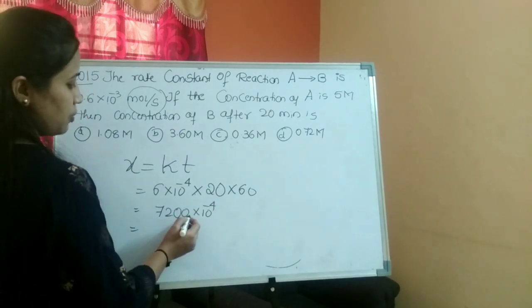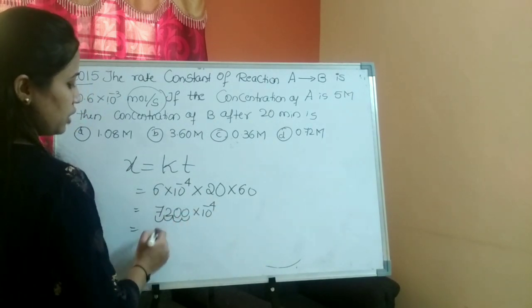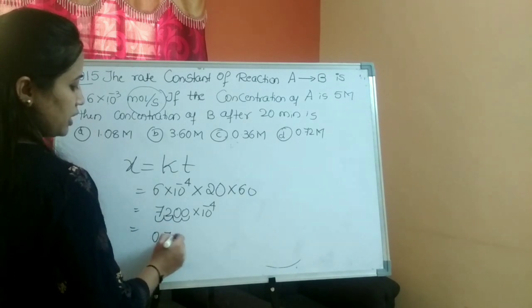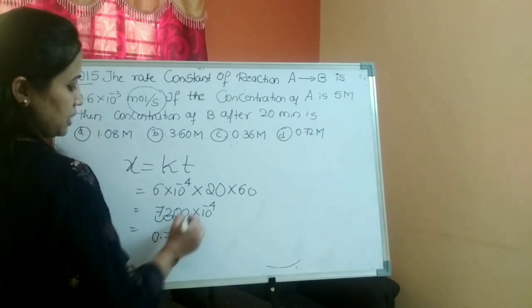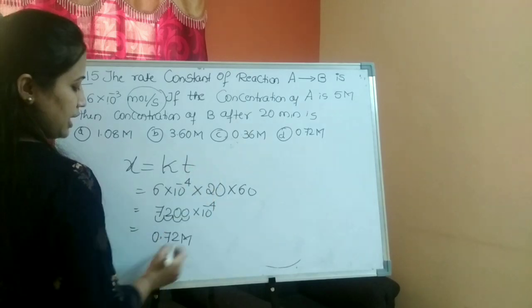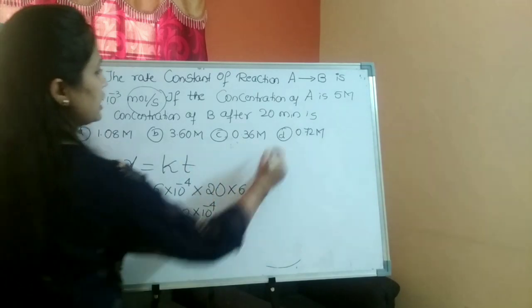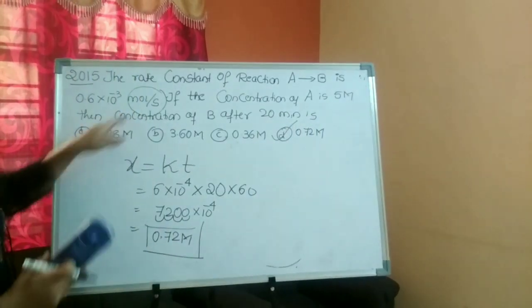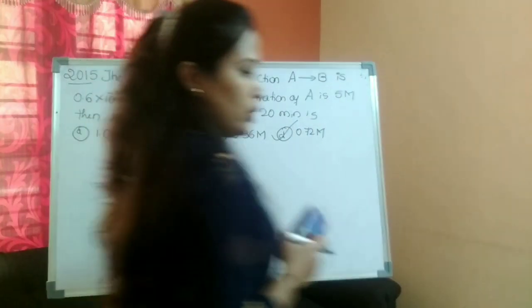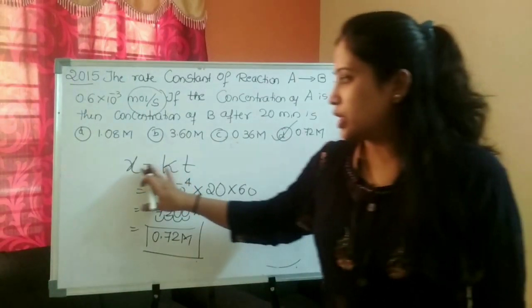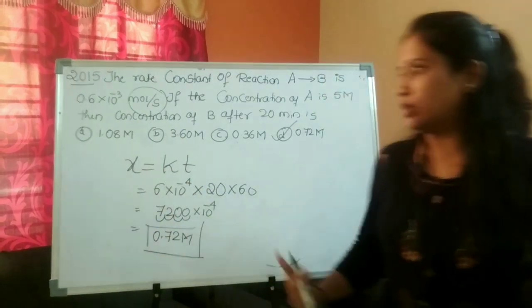Okay, so shift the decimal point 1, 2, 3, 4 places. I am going to get 0.72 molar. Okay, 0.72 molar is the answer. So it is option D which is correct. Provided you know the unit over here, you can directly substitute in the formula and calculate very easily.